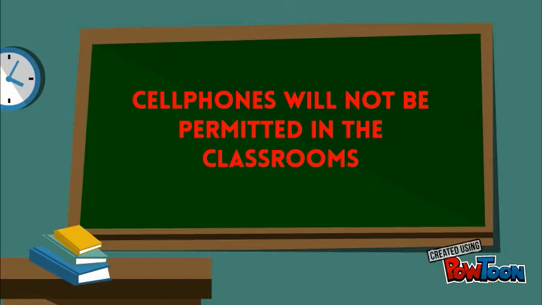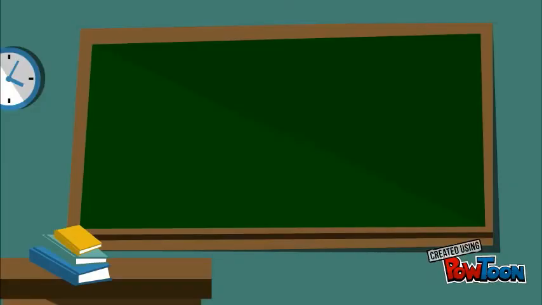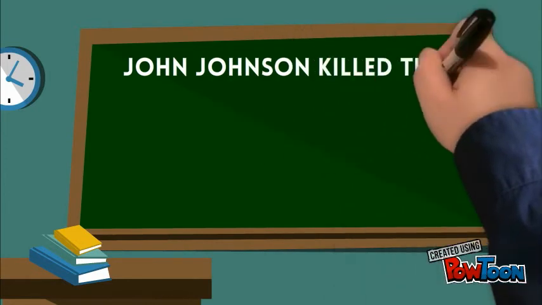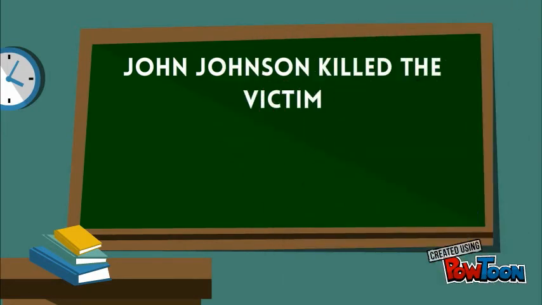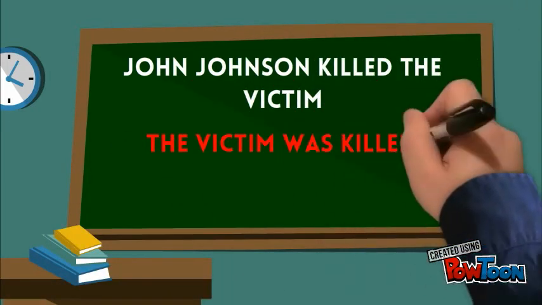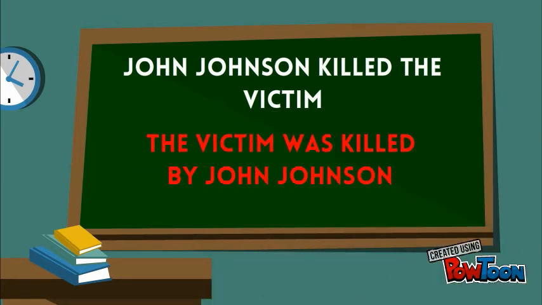On the other hand, sometimes you want to highlight the subject. This can also be done by using a passive voice. For example, instead of saying, John Johnson killed the victim, you can say, the victim was killed by John Johnson. By using an agent at the end of the sentence, you can put a bigger emphasis on who committed the action.